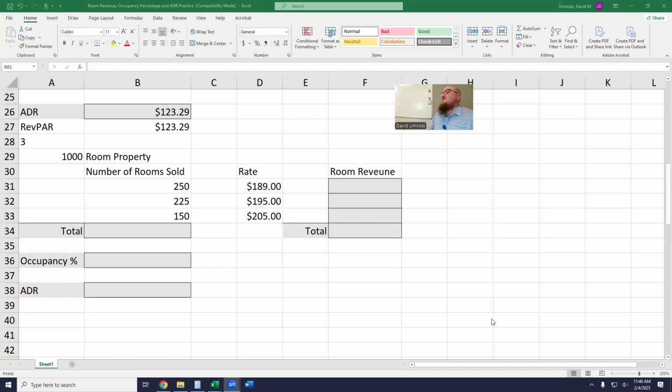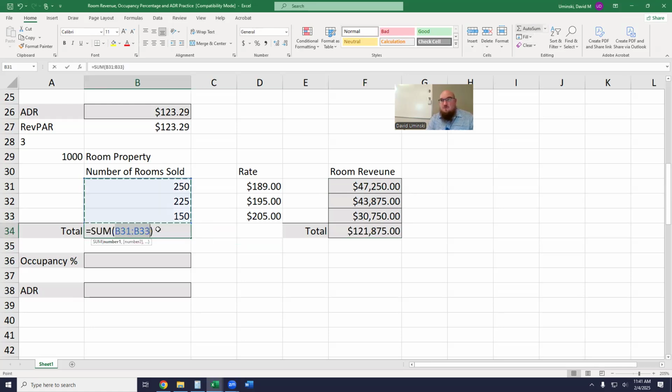But I also want to demonstrate the effectiveness of Excel, okay? How many of you do not have any experience working in Excel? Raise your hand if you have no experience or very little experience working in Excel. Okay, I highly recommend that you either take an Excel class or go to YouTube and look for Excel tutorials for beginners, because check this out. Equals 250 times 189. Copy that down.